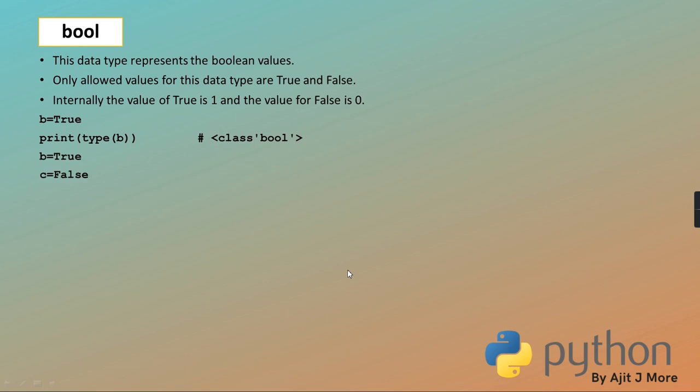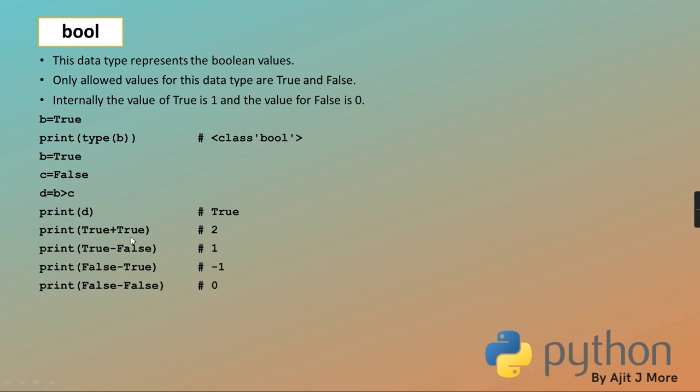b equal to true, c equal to false, and I'm checking whether b is greater than c. This is legal because internally it is 1 and this is 0. So is 1 greater than 0? Yes. So d will contain true. Getting it? Even such combinations are legal.